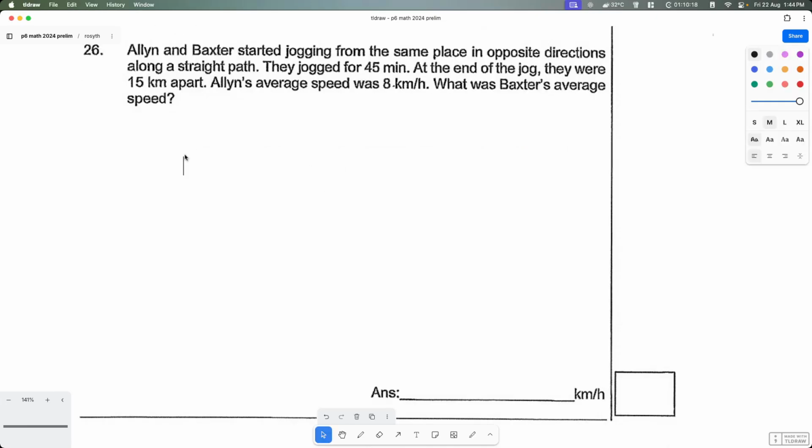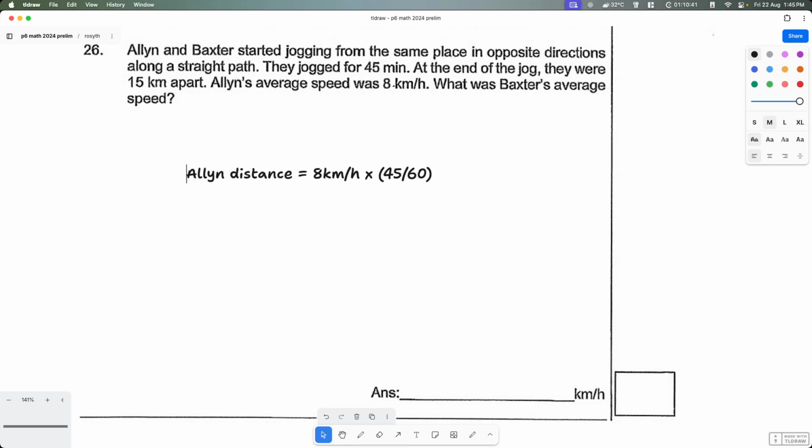So what we can do is get Aline's distance first, okay? Because we know at the end they were 15 km apart. So let's do that. Aline's distance is equal to 8 km per hour times 45 out of 60 hours.